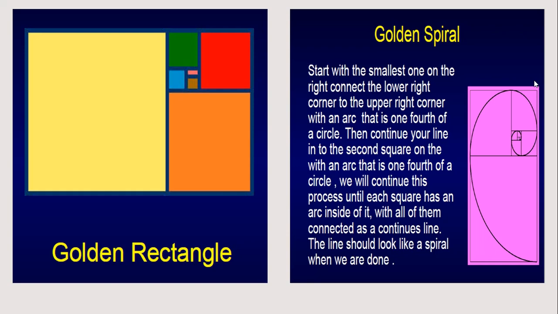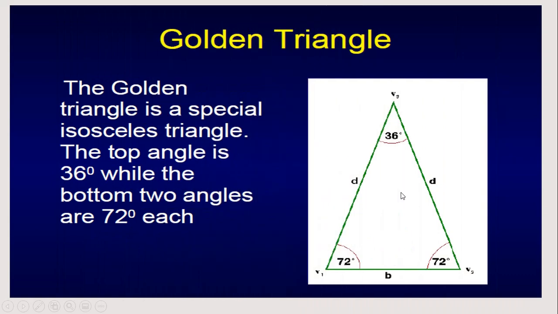Then we will continue this process until each square has an arc inside of it. So look at this one. Each square has an arc inside of it, with all of them connected as the line continues. So the line should look like a spiral when we are done. So that's why the golden spiral was born, by connecting the corners. Okay. So next we have the golden triangle.